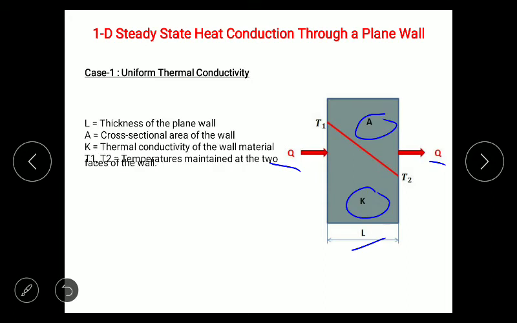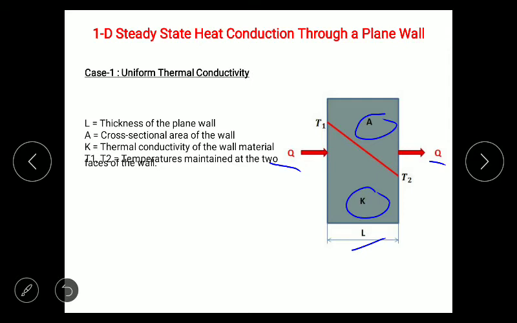The variables that we discussed so far, L, A, K, are the length or thickness of the wall, the cross-sectional area of the wall, and the thermal conductivity of the wall. T1 is the temperature at one surface of the body. T2 is the surface temperature at the other face.